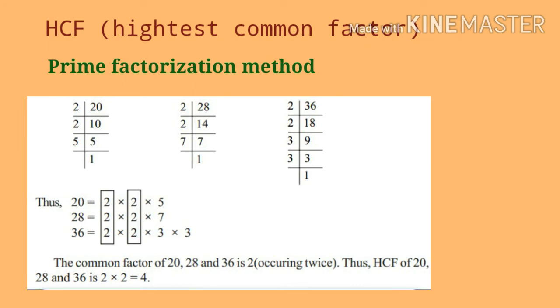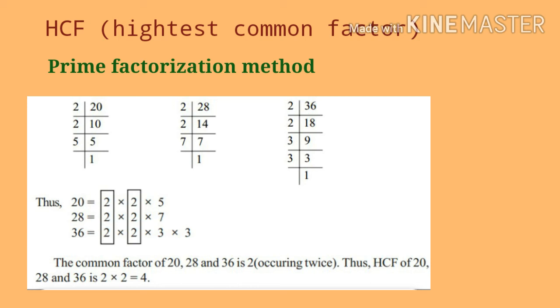Our next topic is HCF, a very important topic, that is highest common factor. The word suggests highest. You can see the example, 20, 28 and 36. First of all, it is the prime factorization method, so we are going to find the factors by prime factorization. The factors of 20 are 2 into 2 into 5, the factors of 28 are 2 into 2 into 7, and the factors of 36 are 2 into 2 into 3 into 3.